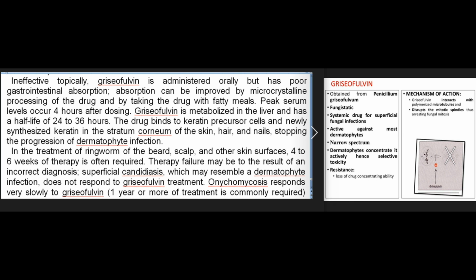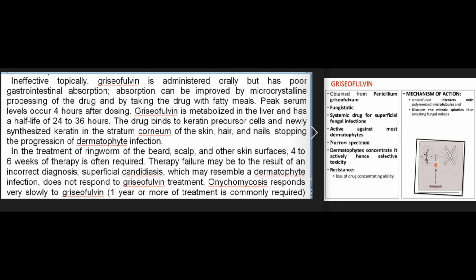Peak serum levels occur 4 hours after dosing. Griseofulvin is metabolized in the liver and has a half-life of 24 to 36 hours. The drug binds to keratin precursor cells and newly synthesized keratin in the stratum corneum of the skin, hair, and nails, stopping the progression of dermatophyte infection. In the treatment of ringworm of the beard, scalp, and other skin surfaces, 4 to 6 weeks of therapy is often required. Therapy failure may be the result of an incorrect diagnosis. Superficial candidiasis, which may resemble a dermatophyte infection, does not respond to griseofulvin treatment.